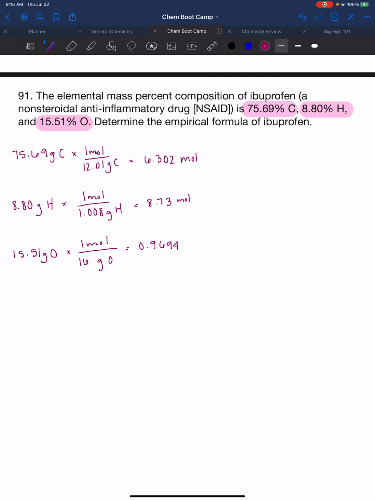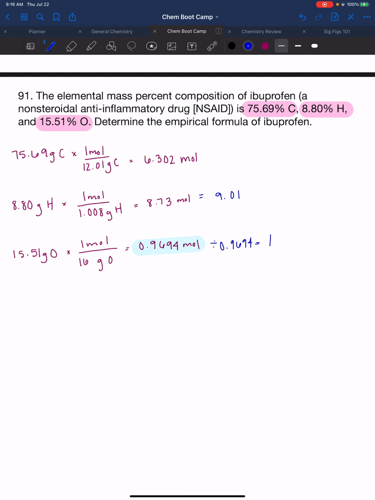0.9694 moles. Then your next step is to choose the smallest number out of those, the smallest moles, and you're going to divide all of your numbers by the smallest number. So this would be divided by 0.9694 and will equal 1. 8.73 divided by 0.9694 is 9.00, actually 9.01, but yeah.